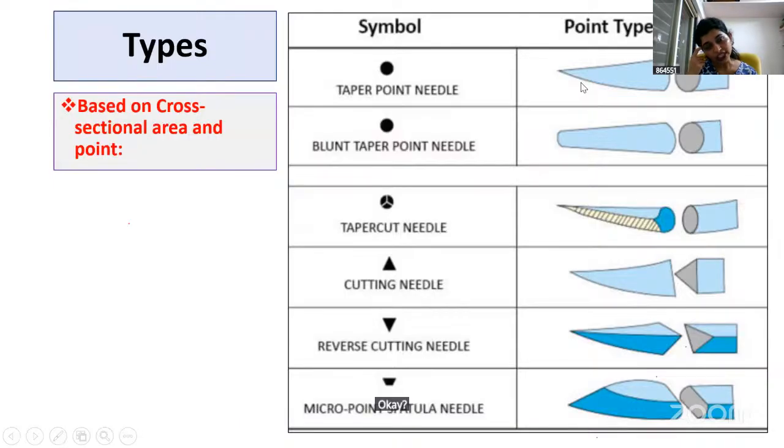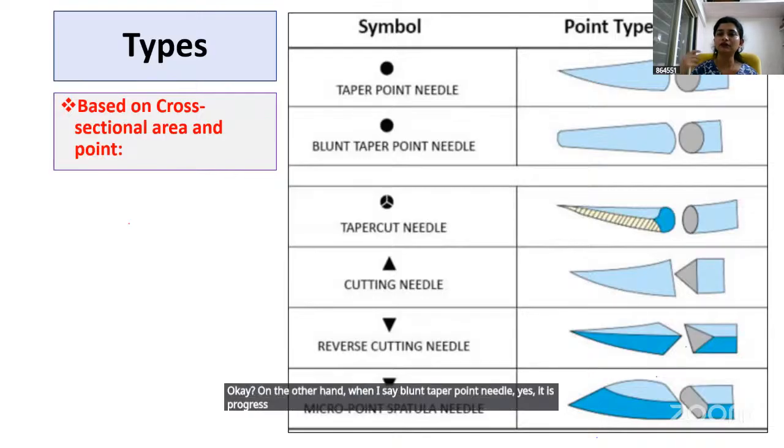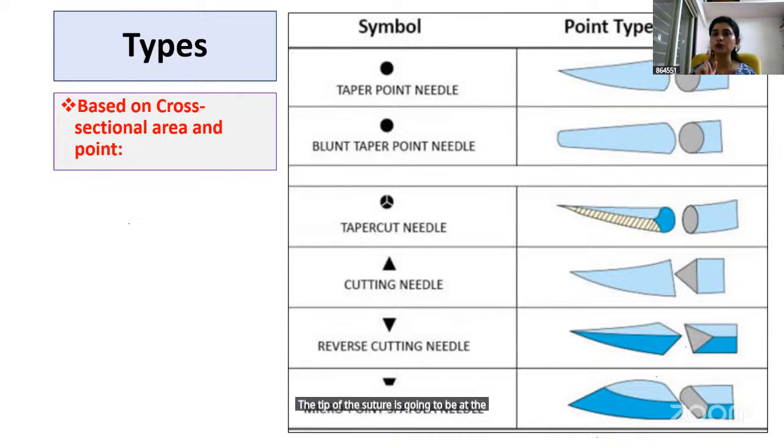Okay. On the other hand, when I say blunt taper point needle, yes, it is progressively tapering from the suture attachment point to the needle point, although the point of the needle is going to be blunt. Okay, needle point is blunt. Is this thing clear? Now coming to the next type, that is your taper cut needle.